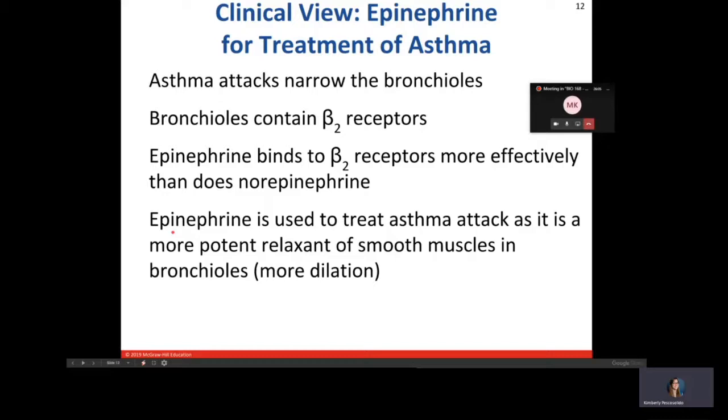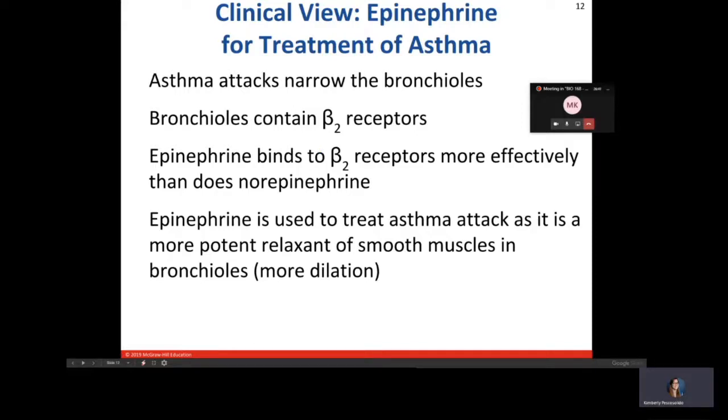So you think of an EpiPen, right? So we can use epinephrine as a treatment to treat asthma attacks because it's more potent, which means that it's more effective. It does a better job at relaxing the smooth muscles in the bronchioles. So it causes more dilation. And so epinephrine is a beta 2 agonist, meaning it's going to bind to that beta 2 receptor and activate it and cause the action that normally happens to happen. So epinephrine is going to bind to the beta 2 receptors and cause them to relax because that's what they normally do. So relaxation in the bronchioles.